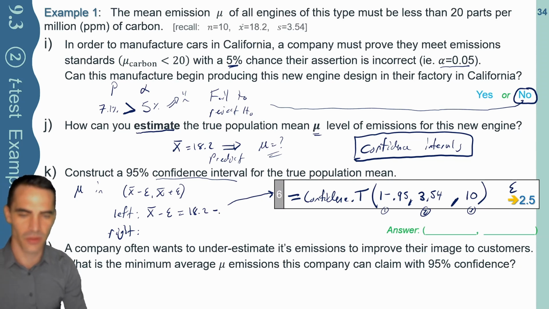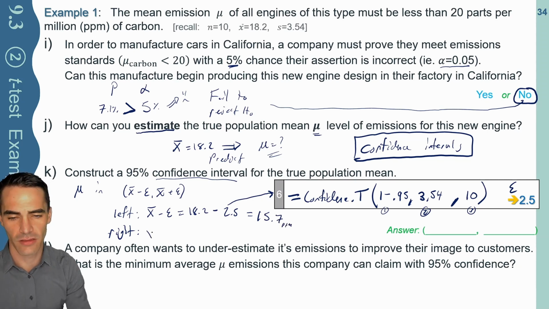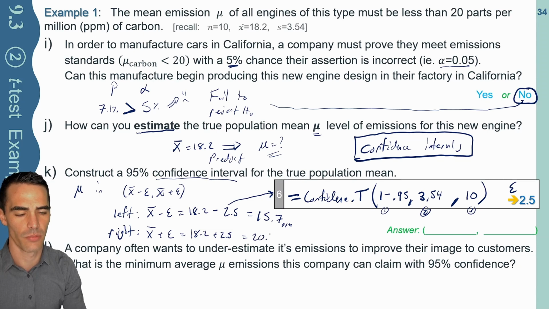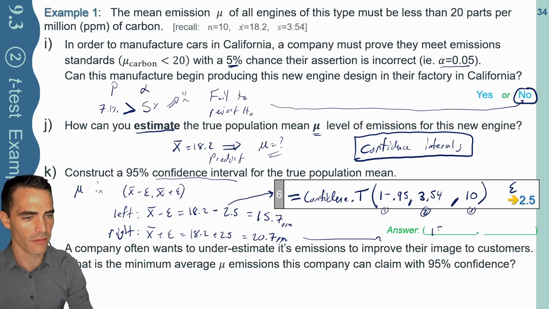So it should be 18.2 minus 2.5, and we should get 15.7. That's parts per million. On the right, that's going to be x bar plus my margin of error, 18.2 plus 2.5, and that's going to give us 20.7 parts per million. And so my confidence interval could be as low as 15.7 parts per million, and as high as 20.7 parts per million.